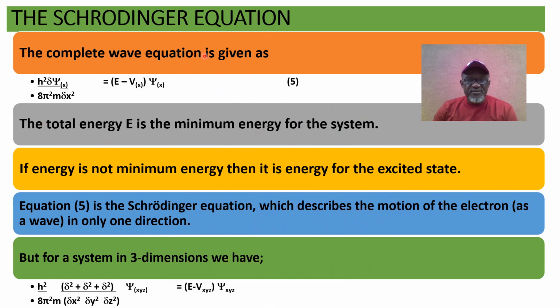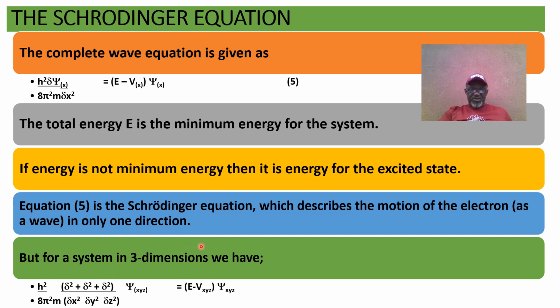Therefore, the complete equation is given as this. Look at it, we have included that wave function, which is here, giving us this. So the total energy E is the minimum energy of the system. If the energy is not the minimum energy, then it is the energy of an excited state. Equation 5 is the Schrodinger equation. We describe the motion of an electron as a wave in one direction, in just the x direction.